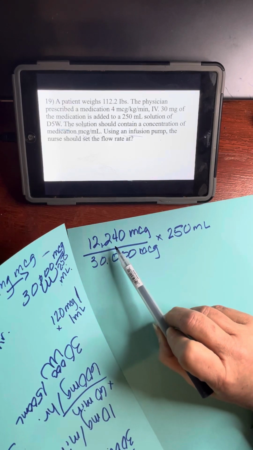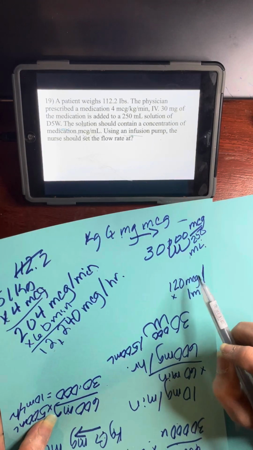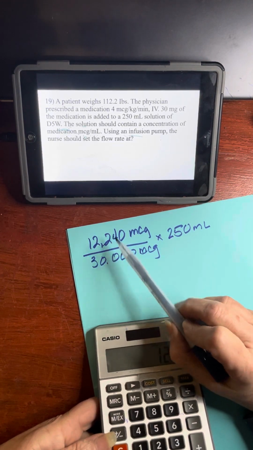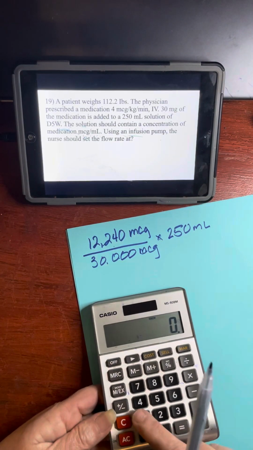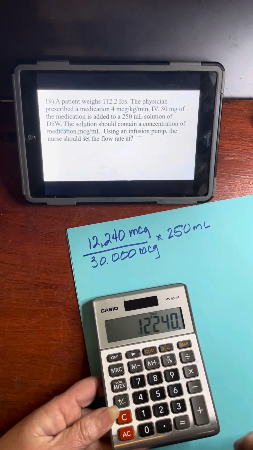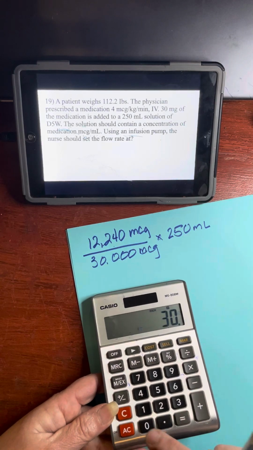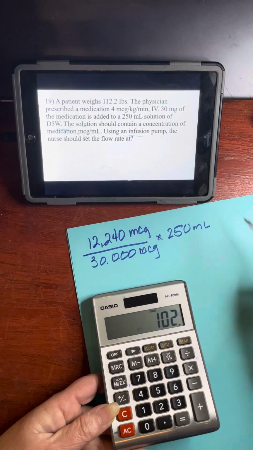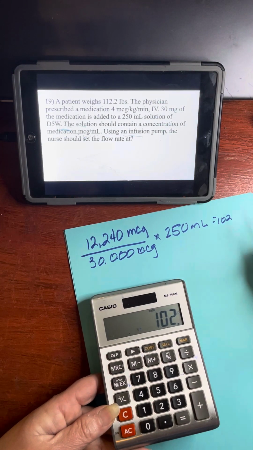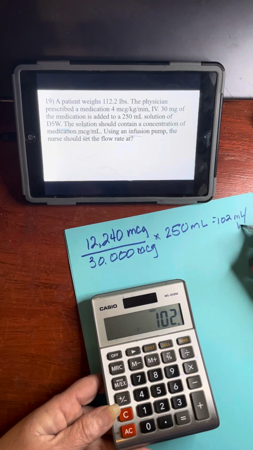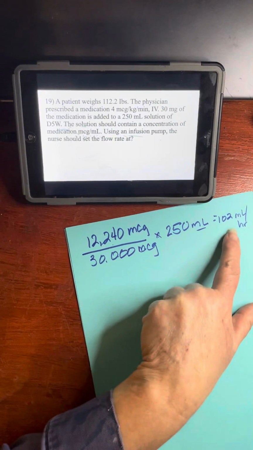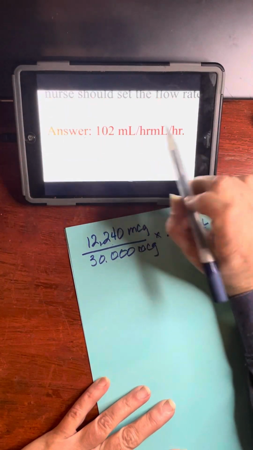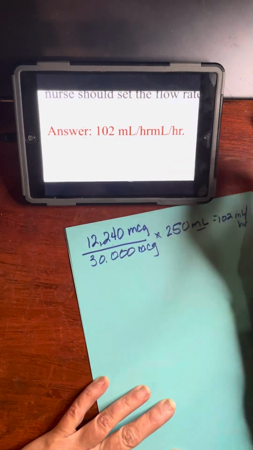We could have done that, but I'm scared it would have thrown somebody, so it's good we didn't. So it's this divided by that times this. 12,240 divided by 30,000 times 250 equals. It should be going at 102 milliliters per hour. Whatever you tacked on right there is what you're going to tack on to the end. Look, obviously I'm stuttering, but it is 102.